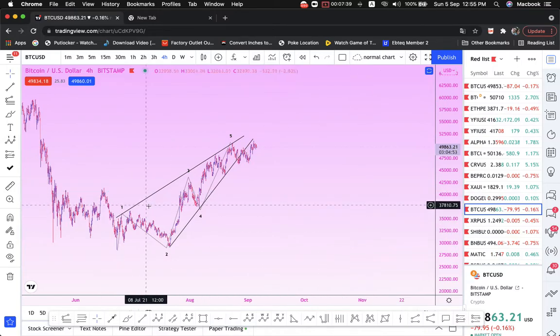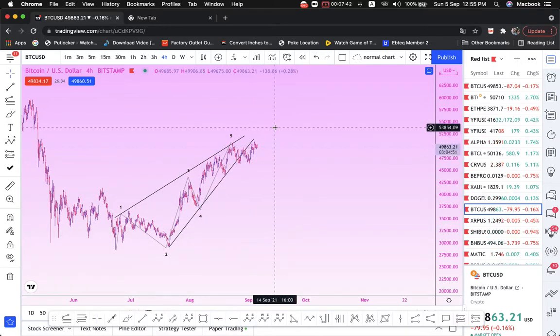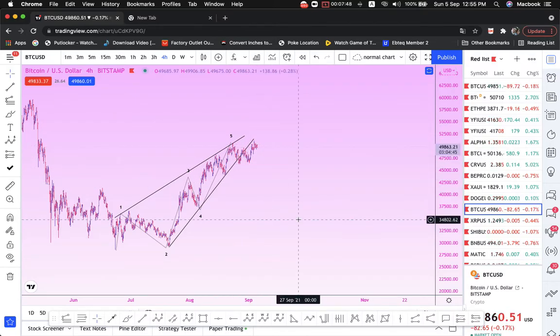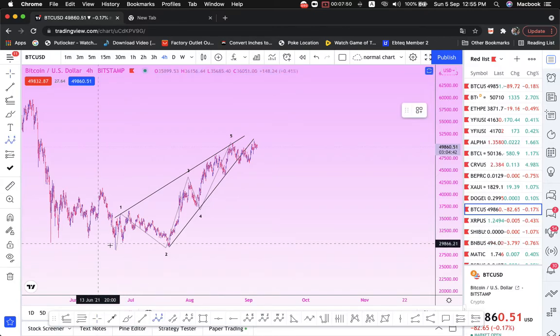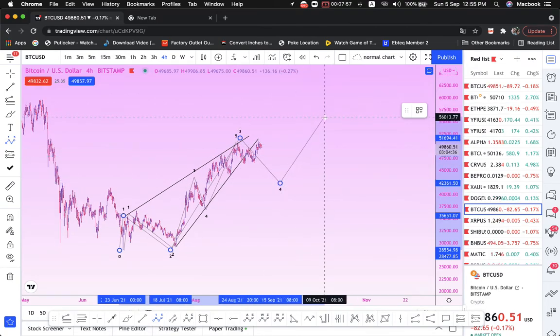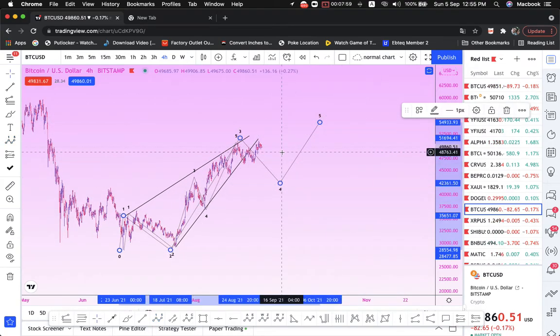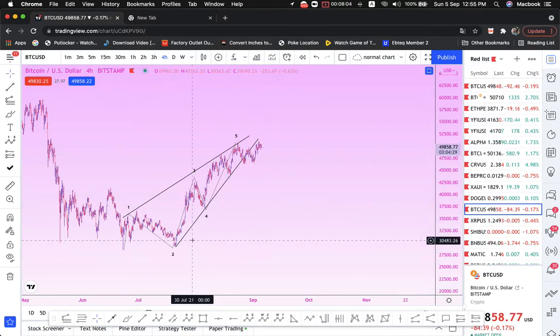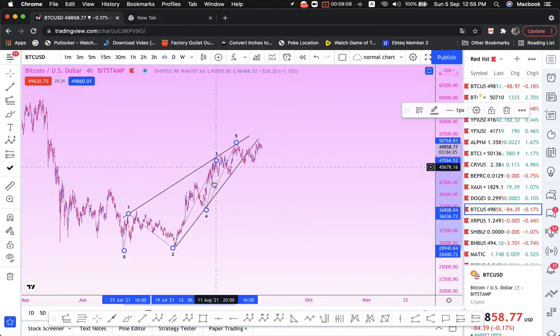Now, because this move here is quite aggressive, I believe this expanded flat could be two things. It could be this is a 1, 2, and the whole structure is a 3, 4, 5. It makes a better structure, right? But it also could be finished, and this is the 5 wave up. I mean, it can be this as well.